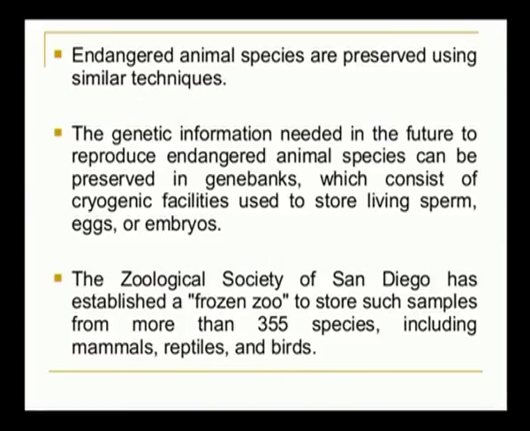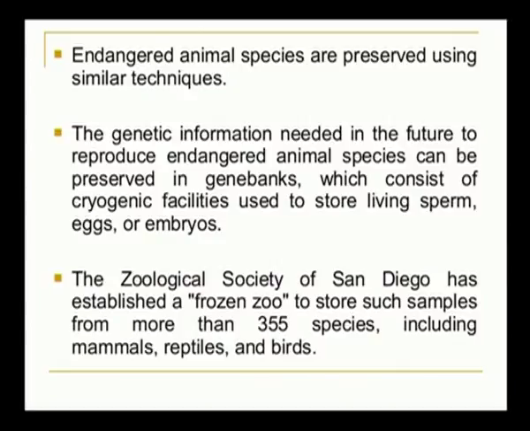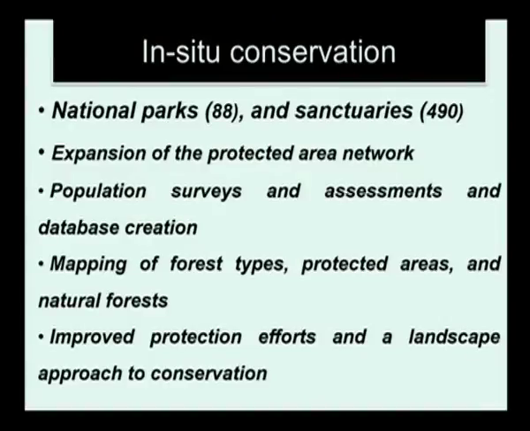The genetic information needed in the future to reproduce endangered animal species can be preserved in gene banks, such that in future they can be produced in the form of eggs or embryos. The Zoological Society of San Diego has established a frozen zoo to store such samples for more than 355 species, including mammals, reptiles and birds.